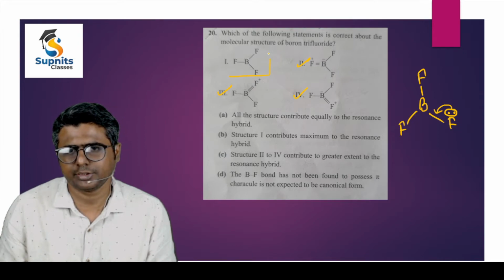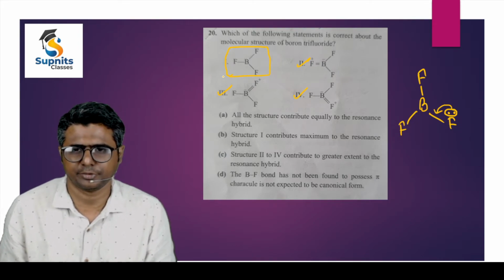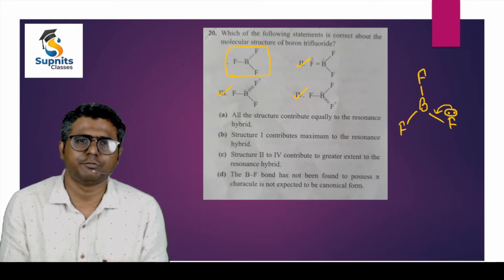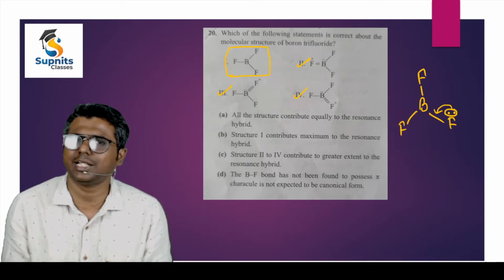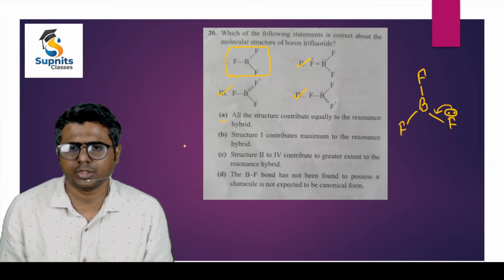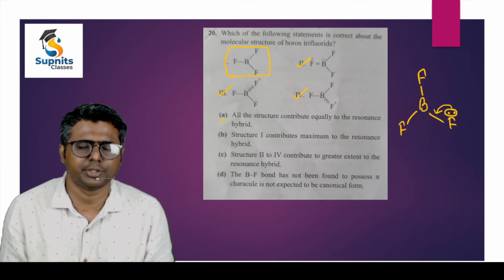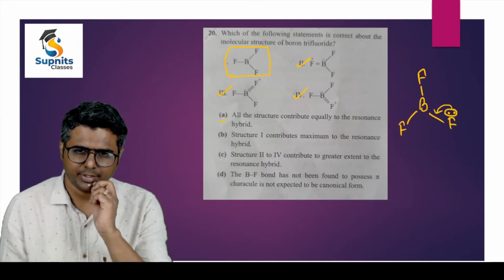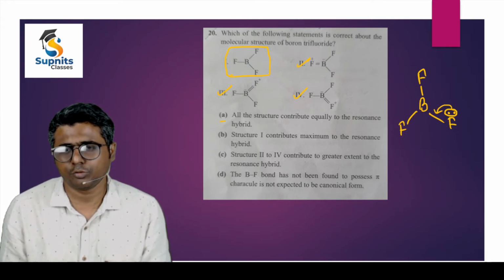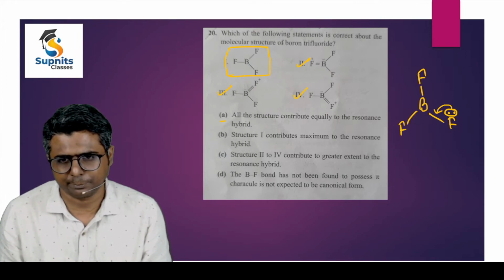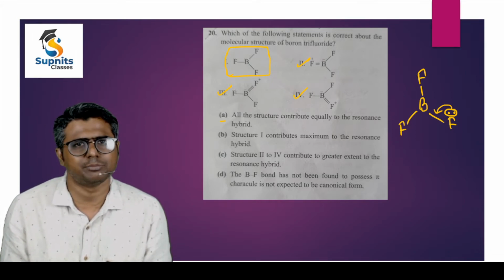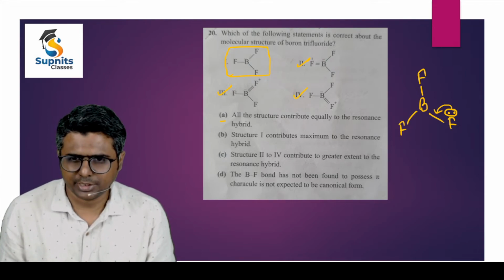This is not the correct structure. Now this is the structure. The number 1 is a structure which is not fulfilling the octet. So this will contribute very less towards the resonance hybrid. So option A is saying that all the structures are contributing equally to the resonance hybrid. This is not acceptable, right? Next, structure 1 contributes maximum. Absolutely not acceptable. Structure 2 to 4 contribute to a greater extent to the resonance hybrid. Well, kind of correct, but they contribute equally to the resonance hybrid within themselves. Next option is option D.